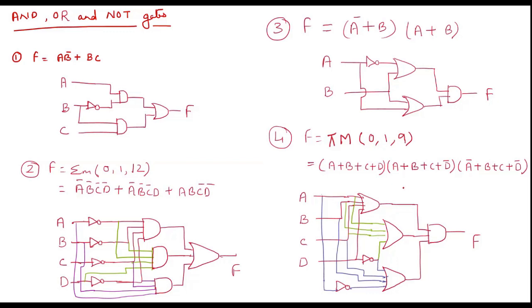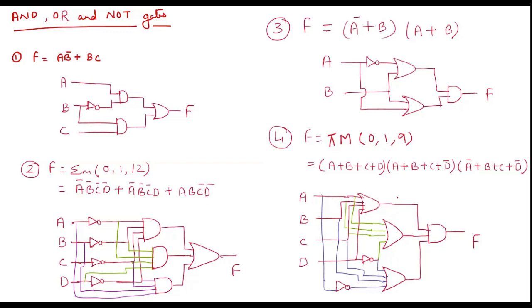Now I need to represent this in terms of a circuit. So here I need a 4 input OR gate, 4 input OR gate, 4 input OR gate. That only I have taken over here, and then I need a 3 input AND gate to combine these max terms, that I have taken over here. So you can see the first term I have taken with red lines, that is A, B, C, D.